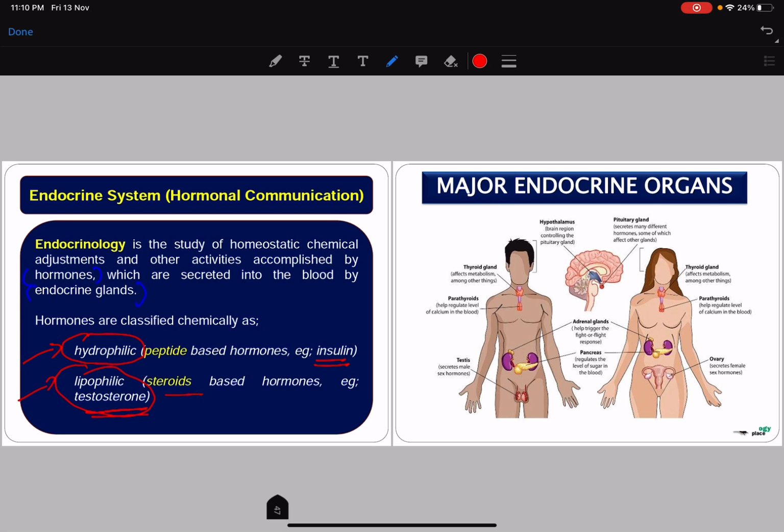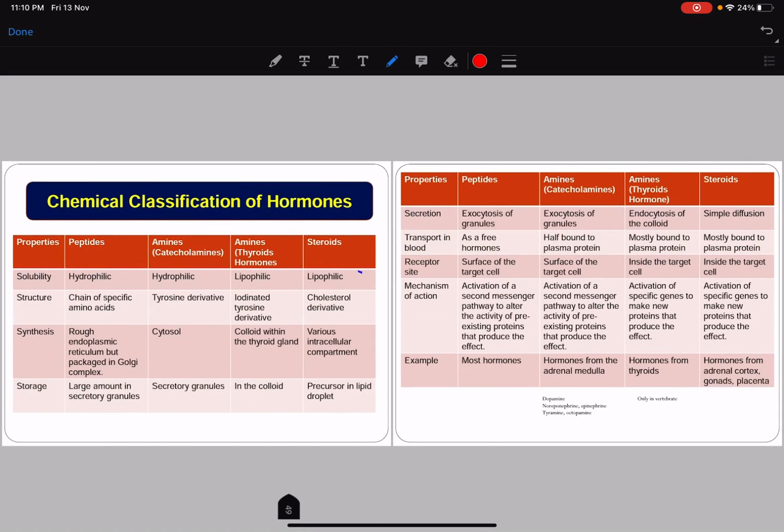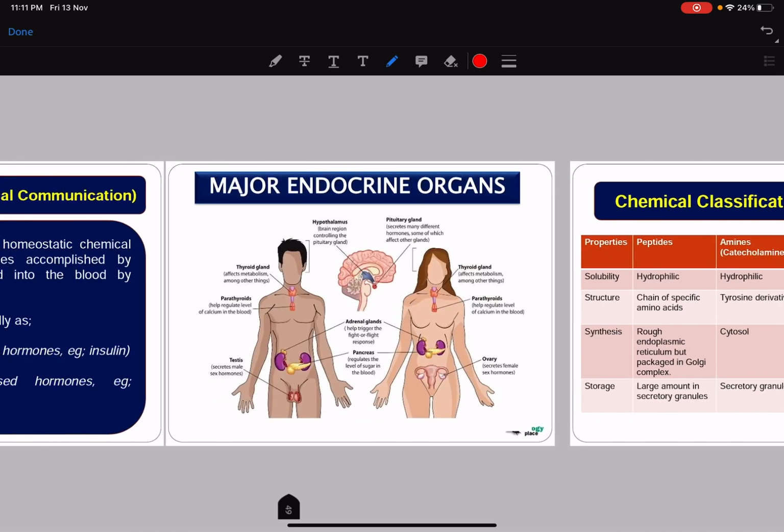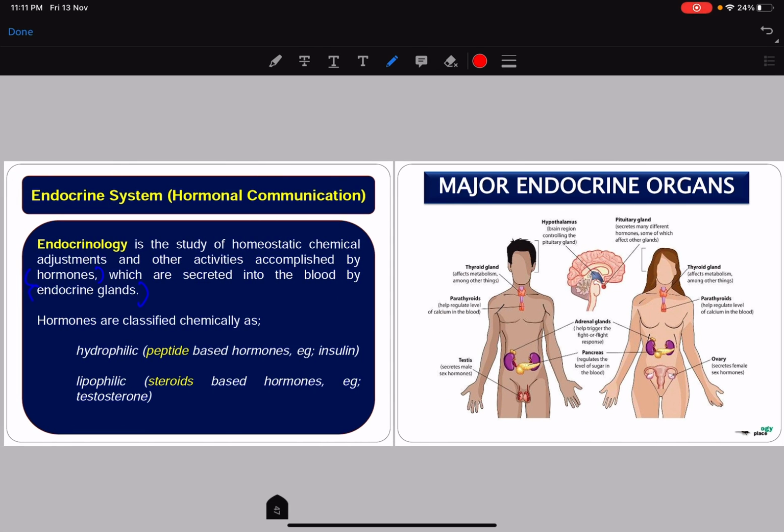Steroid is hydrophobic. Okay, this slide here shows you the major endocrine organs. So hypothalamus, thyroid gland, parathyroid, adrenal gland, pancreas, and the gonad. These are the endocrine glands. These organs can secrete hormones, that's why we call them endocrine organs. Okay, next, now we know about the endocrine organs. We know that endocrinology involves hormones and the glands here.